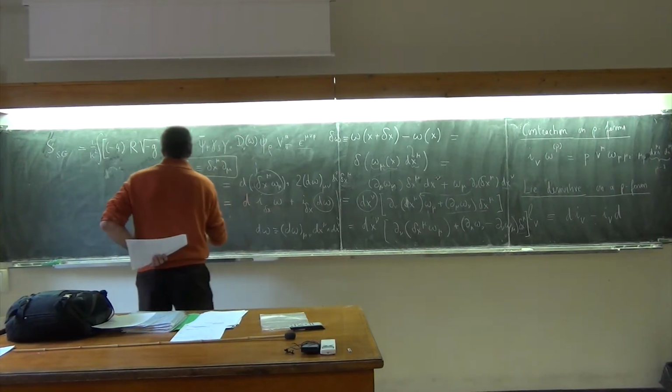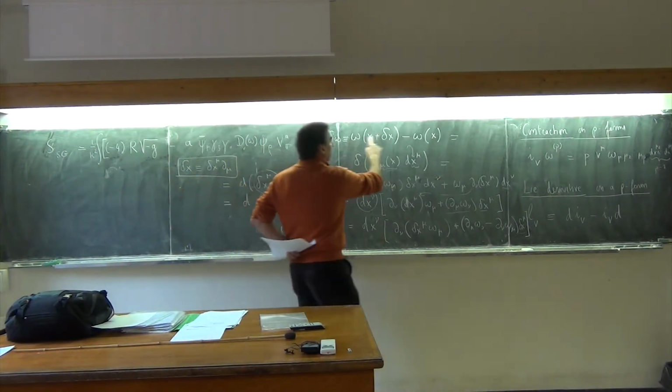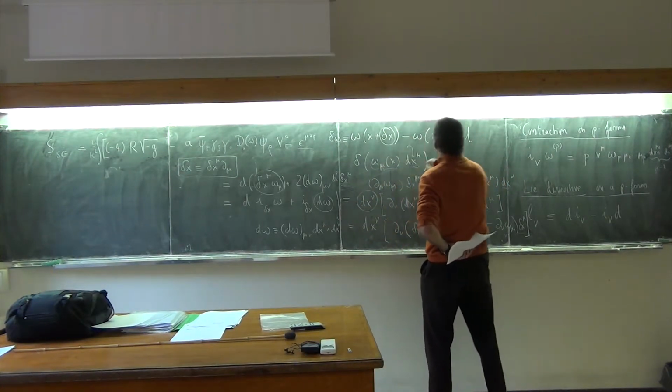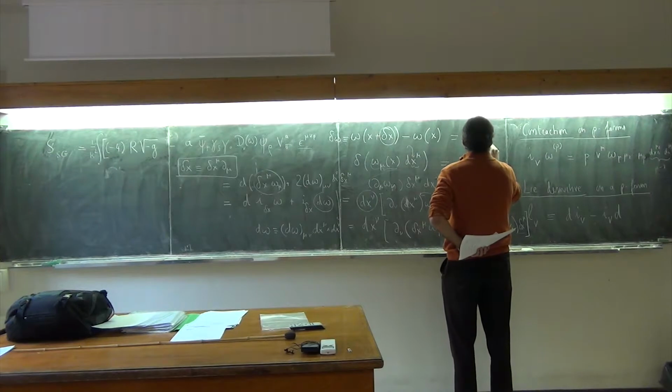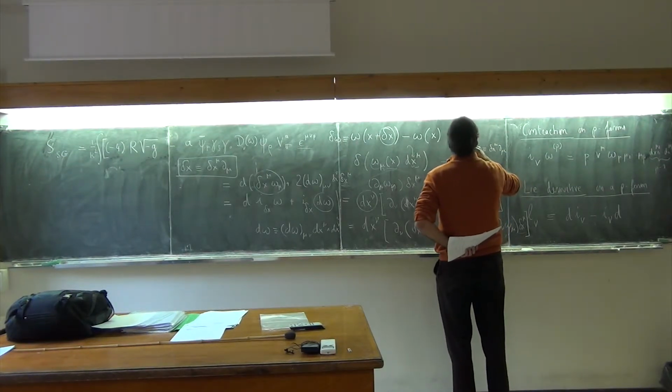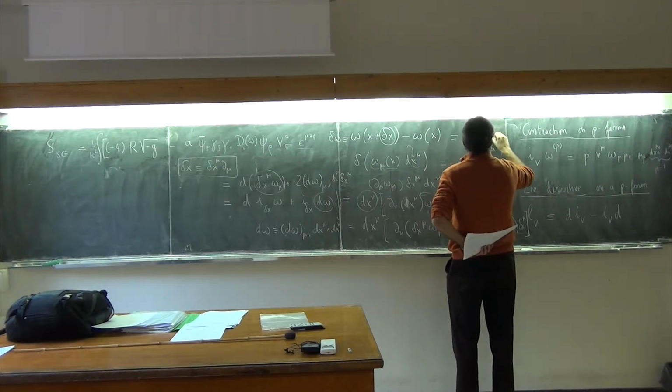Okay, the upshot of this is that you have rewritten this variation as the Lie derivative along this vector here. This is a vector because I write it like this, of omega.